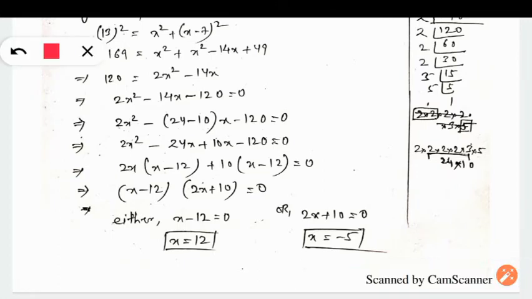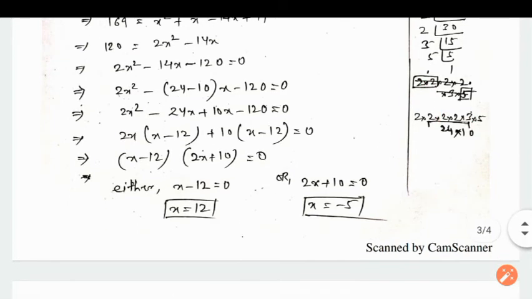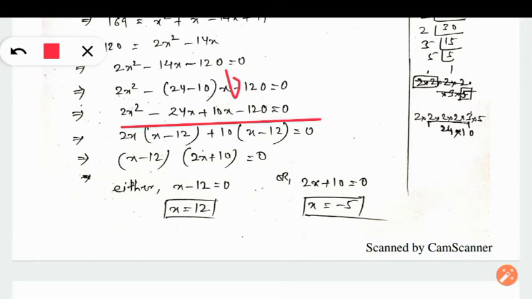2 into 2 into 2 is 8. 3 2s give you 8. 8 3s are 24, and 2 5s are 10. So 24 minus 10, I think 14. Understood? Now x is left. So multiply x, you will get this.